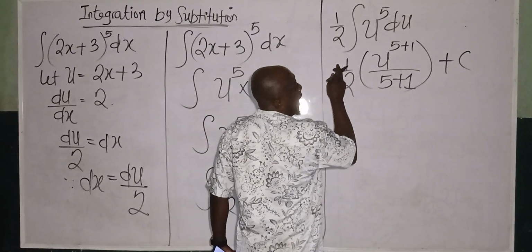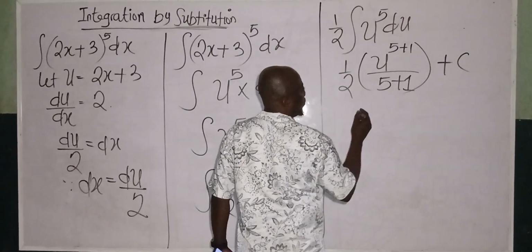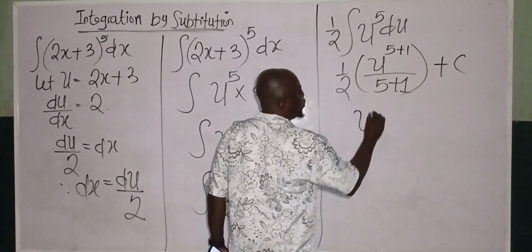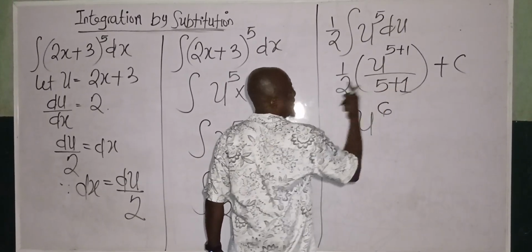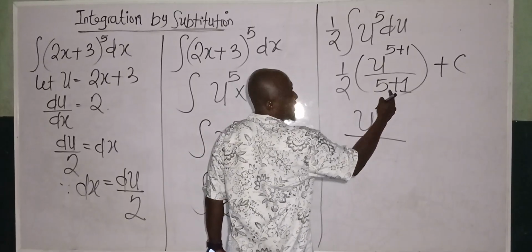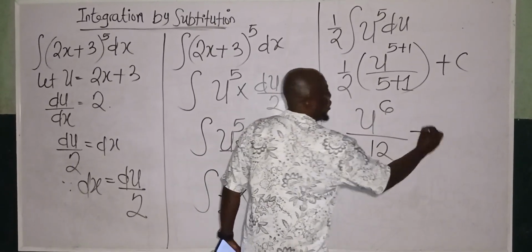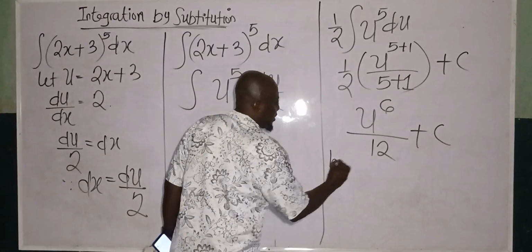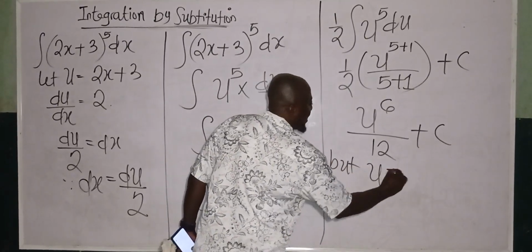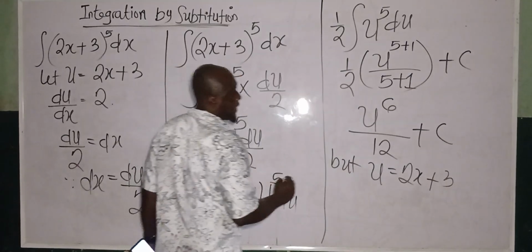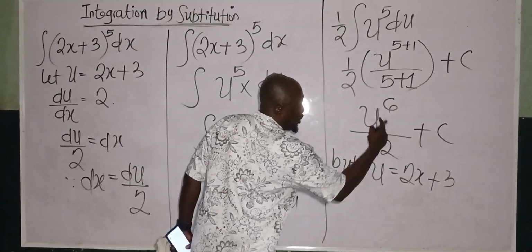So from here now, I would do 1 times this one. I will have u raised to the power of 6. The power gives me 6, and then all over, this is 6 times 2. 6 times 2 will give me 12, plus c. But we know that we said let u be 2x plus 3. So let's introduce it back.